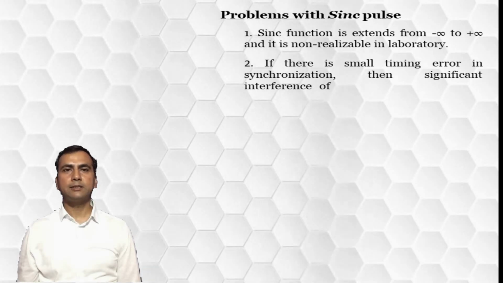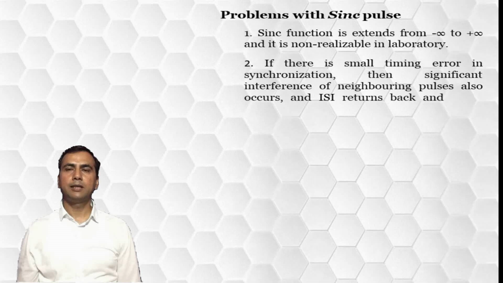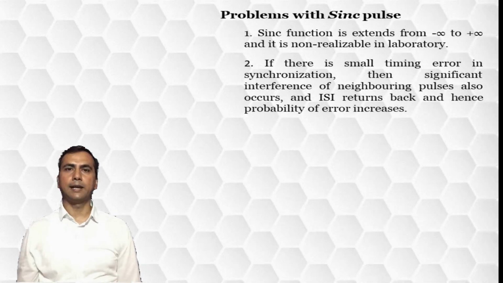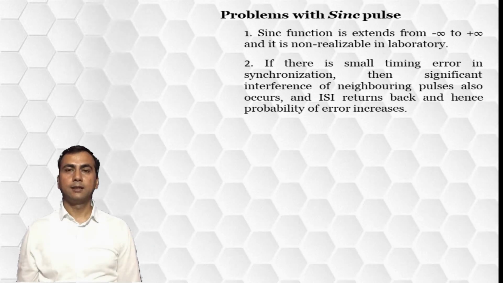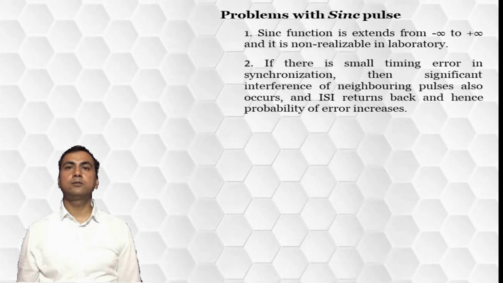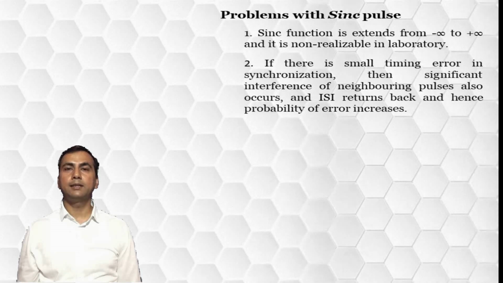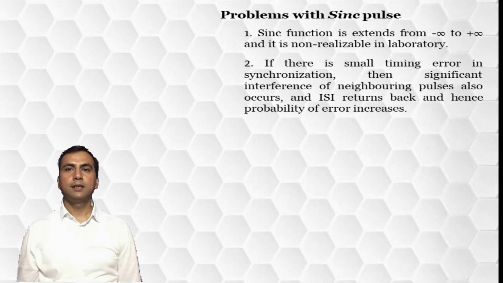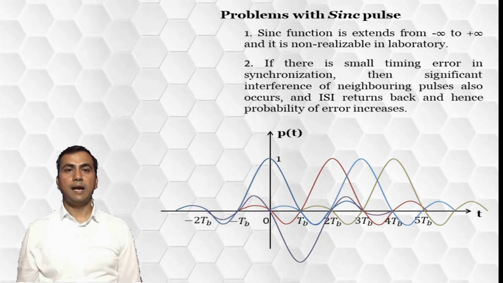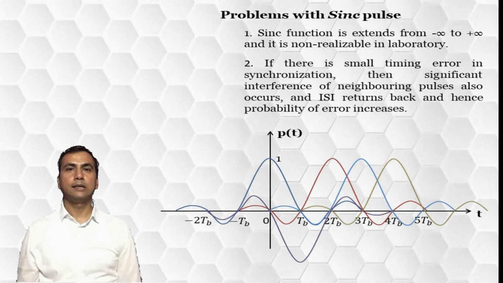Second, it is very necessary in digital communication that the receiver should be well synchronized in time. It means timing synchronization is very important in digital communication, and the receiver should also be aware of the start time and the end time of the pulse. If there is a small timing error in synchronization, then significant interference from the neighboring pulses occurs, ISI returns, and hence the probability of error increases.